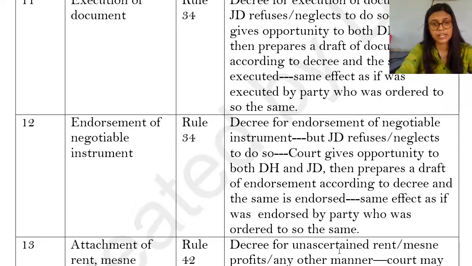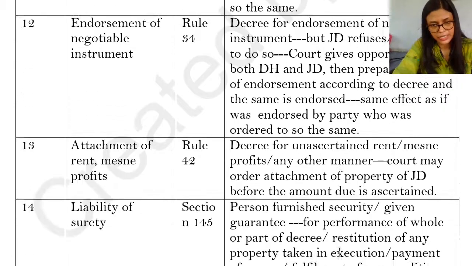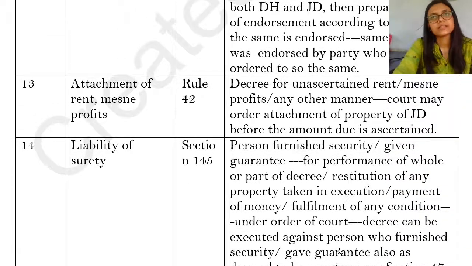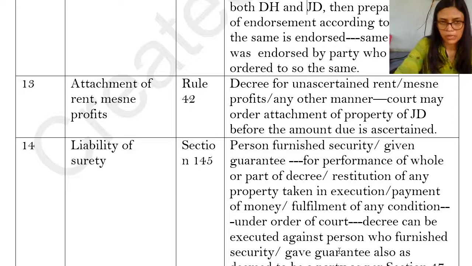Now, if there is a decree for unascertained rent, mesne profit, or any other such matter, then the court may order attachment of the property of the judgment debtor while the amount of money is still unascertained. Before that has been ascertained, only attachment will be ordered.